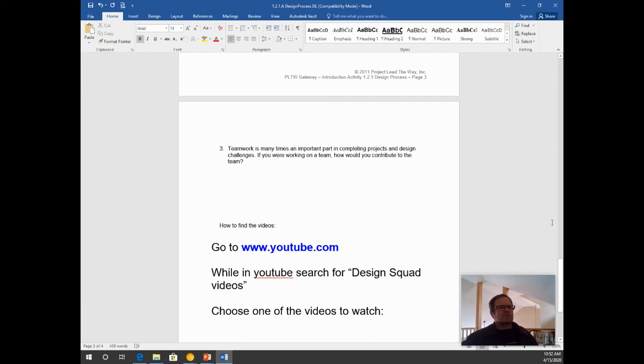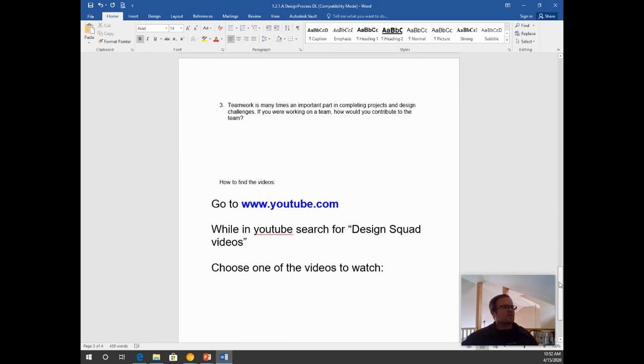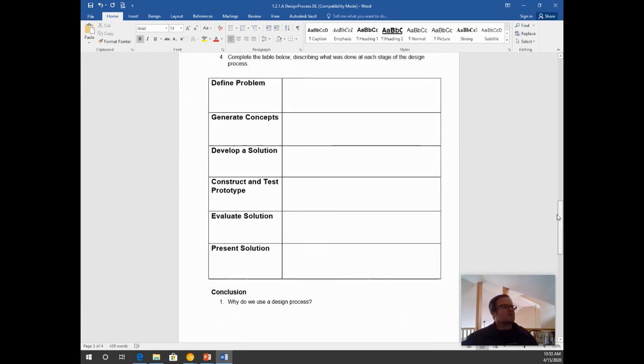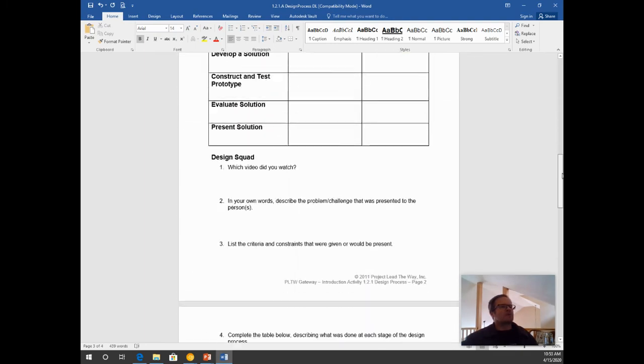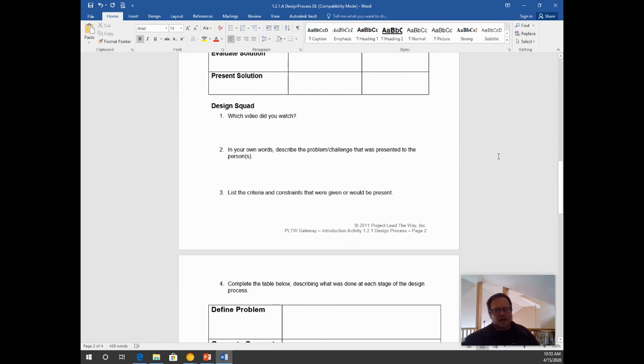Take a picture of just the pages you had to write things on. So what are you going to have? You're going to have 3 pages you need to take pictures of and turn in on Google Classroom. Remember, I reiterate, don't share or email to me. It needs to be turned in on Google Classroom, okay?